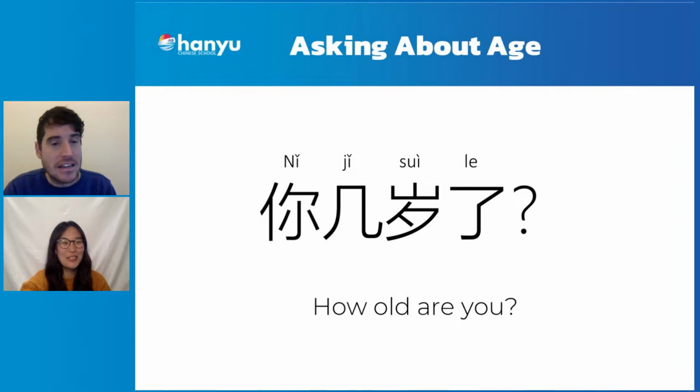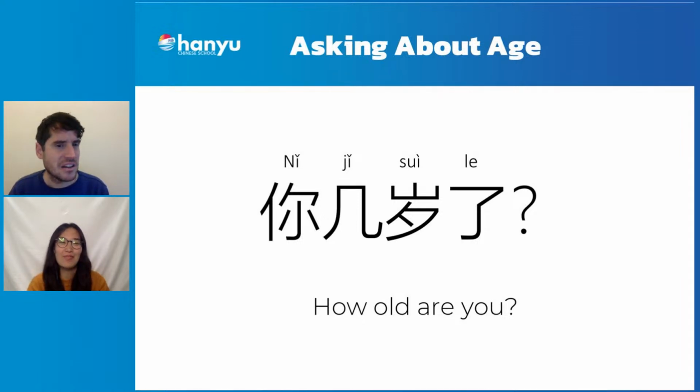Let's go ahead and see how to ask how old people are. How do we ask about people's age, Melanie? We say it this way: 你几岁了? How old are you? Very good. So 岁, this is a new word. What does it mean, 岁? 岁, years old. Okay, so 你几岁了 is: you, how many years old? And 了? What about 了?